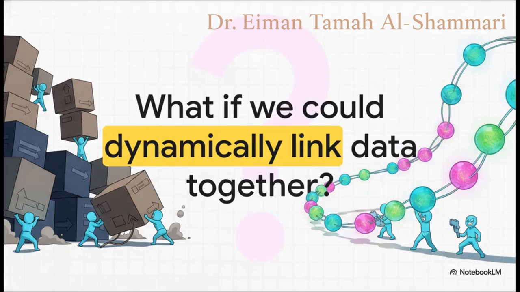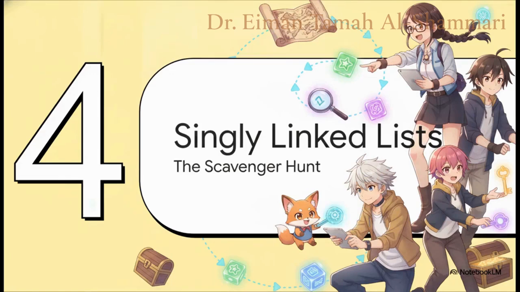Seeing that massive performance bottleneck leads us to a pretty fascinating question. What if we could just link our data together dynamically instead of shifting all these heavy boxes around every time we update a list? Let's move on to our next evolutionary step, which completely bypasses the need to shove data around. Welcome to section 4, singly linked lists, basically the ultimate scavenger hunt.